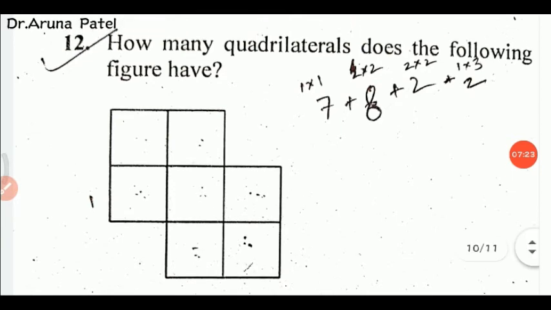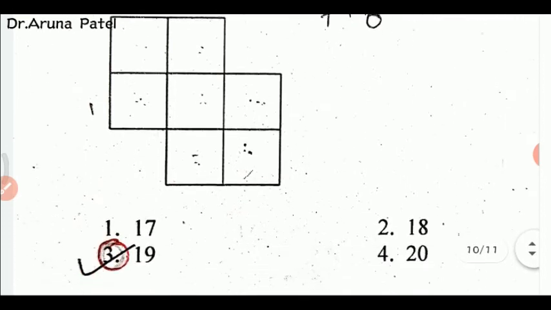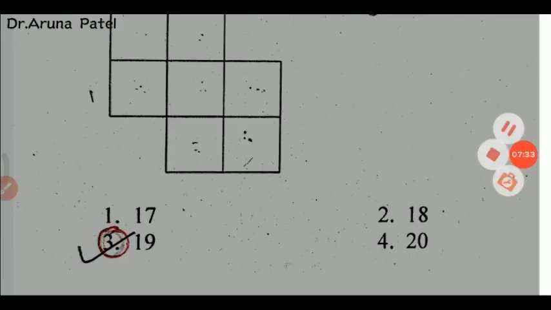Now the next question is question number 12 of set B. How many quadrilaterals does the following figure have? So you have seen this figure, and these 4 are the options given for this question. How do you have to solve this?